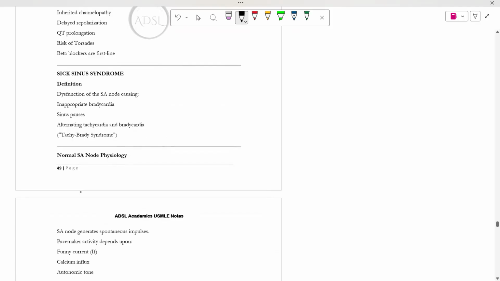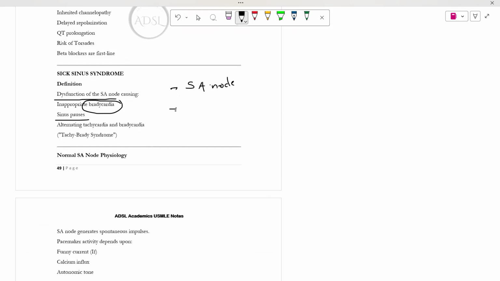Now, in sick sinus syndrome, what you get is dysfunction of the SA node. So the SA node, which was contracting properly, starts contracting slowly, giving rise to bradycardia and sinus pauses. What do you mean by sinus pauses? Sinus means that the beat is originating from the SA node. When the beat is originating from the SA node, we call it sinus.